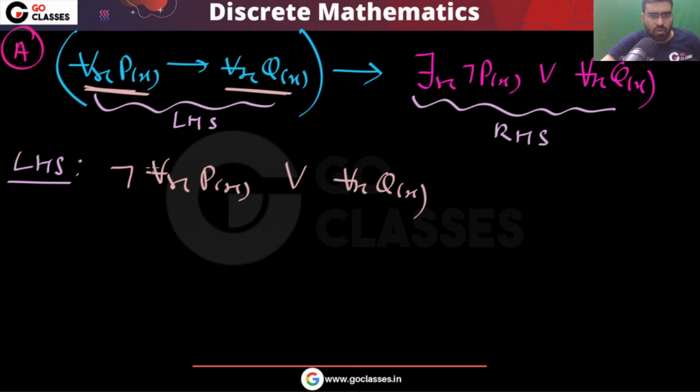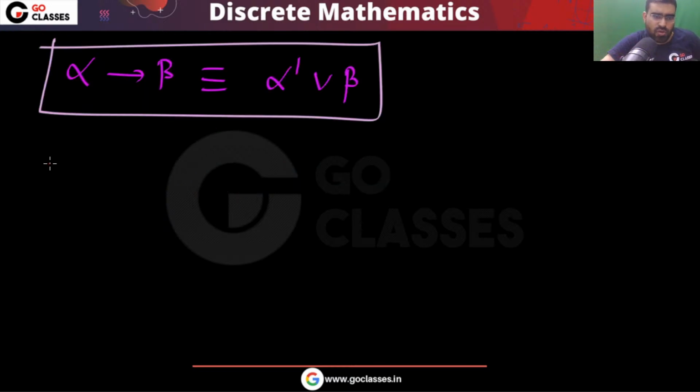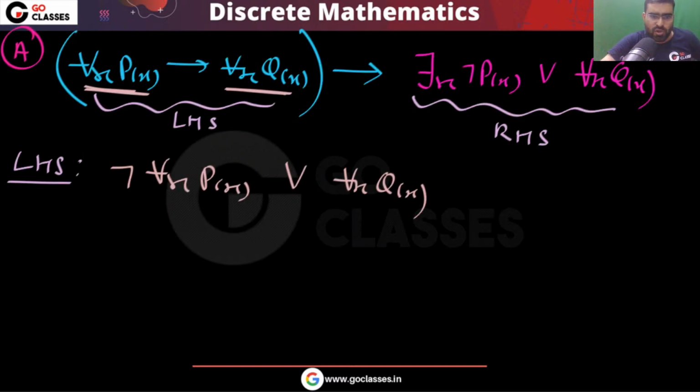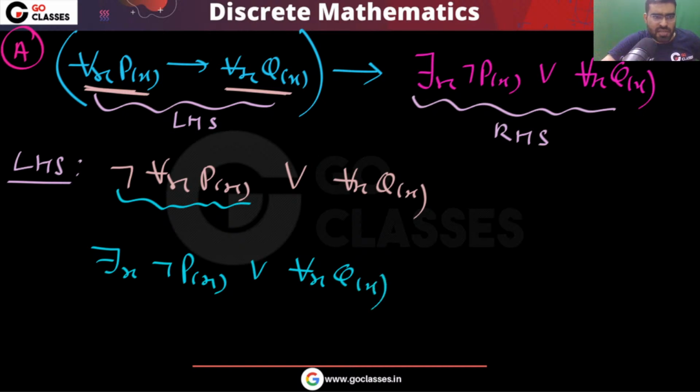Now what is this? We already know that the negation of the universal quantifier is the same as the existential quantifier of the negation. So here you can apply this. It will be: there exists x, negation P(x), or for all x, Q(x). This is the same as R(x). This is the same as the RHS, right?